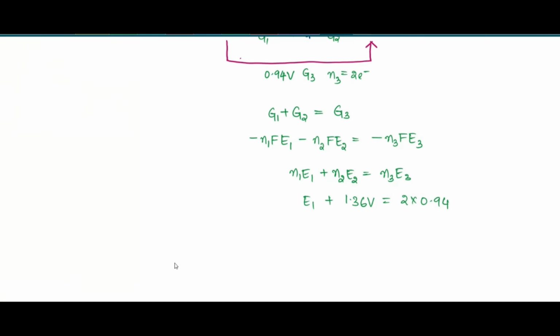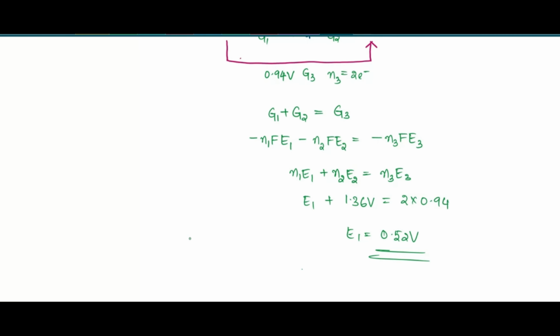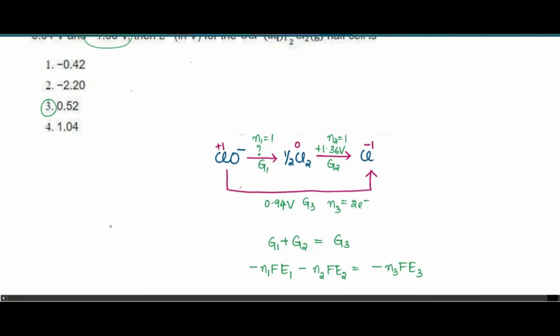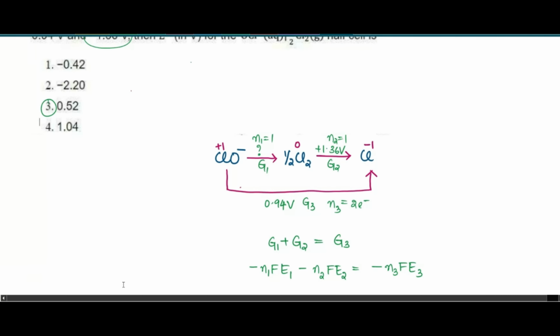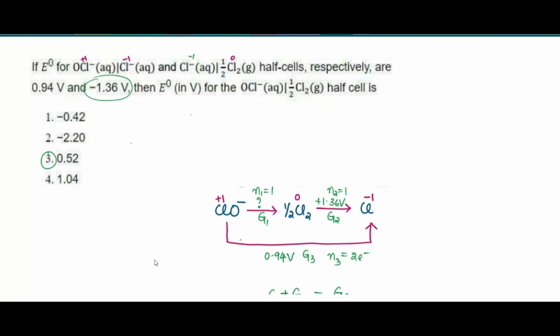Solve: 2 into 0.94 gives 1.88, minus 1.36. I'm getting 0.52 volt. Option 3. Is that clear? You have to understand that it is a simple question from the Latimer diagram.